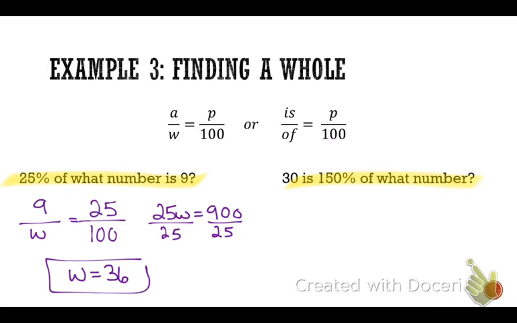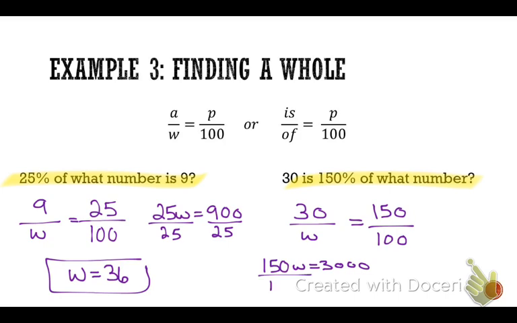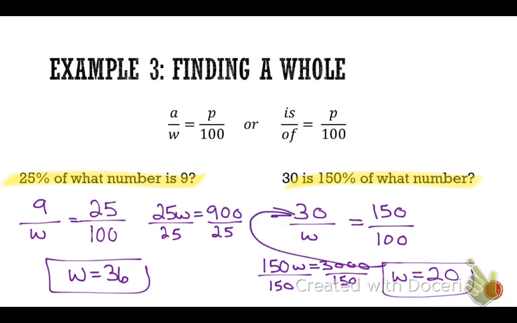All right, so 30 is my is. I don't know my of. W is my variable for of. That's what it says up here in this formula. W equals 150 over 100. I do my cross products, and I get 150W equals 3,000. Divide by 150. W equals 20. Does that make sense? It should be more, because the part was 30 and it's 150%. So it's reasonable too.